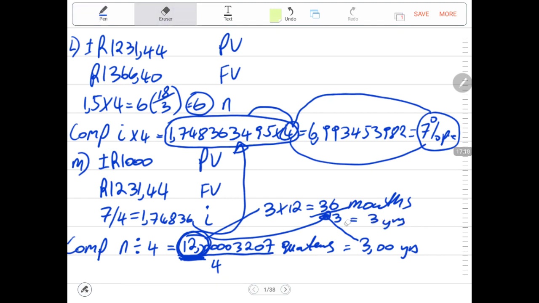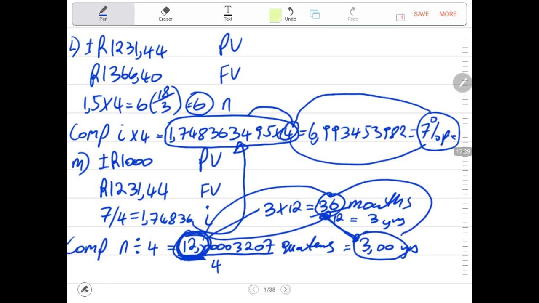36 divided by 12 will give me exactly 3 years. Now I'm converting the months into years. You divide by 12 when you're converting months into years. So 36 divided by 12 will give me 3 years, of which 3 years is equal to 12 quarters. 12 quarters is equal to 36 months, and 36 months is equal to 3 years. So please guys, master what I'm explaining here. It is a very crucial explanation to take note of.